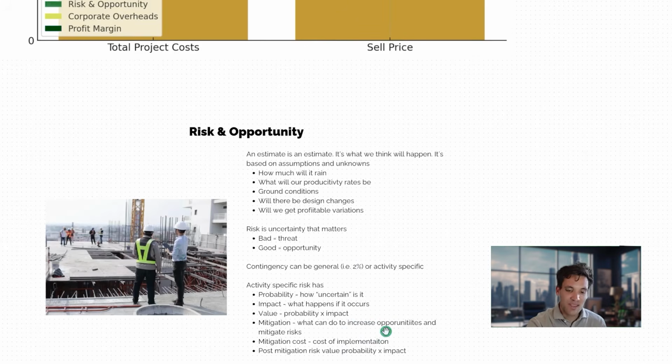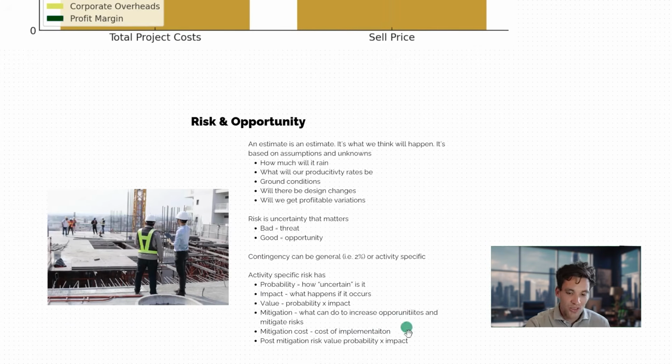Then we need to come up with a mitigation, or when we're talking about an opportunity, some way to increase the likelihood or probability that it occurs. There will be some sort of mitigation cost, so the cost of implementing this mitigation, and then there will also be a post-mitigation probability and impact. So once we've done the mitigation, we've reduced the probability, reduced the impact, we'll have some sort of mitigated value.